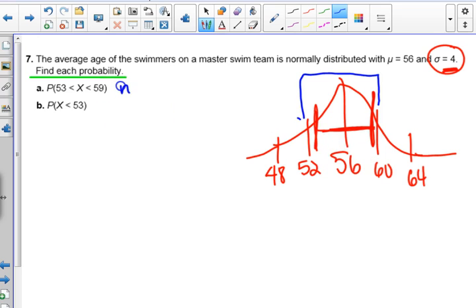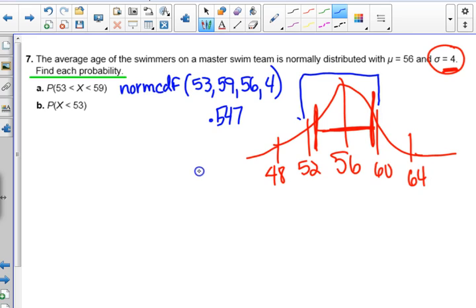So go ahead and do it. 53 to 59 with 56 being the mean and 4 being the standard deviation. And what do you get? Okay, is that a probability right there? 0.547? That's a probability, that's all it's asking.